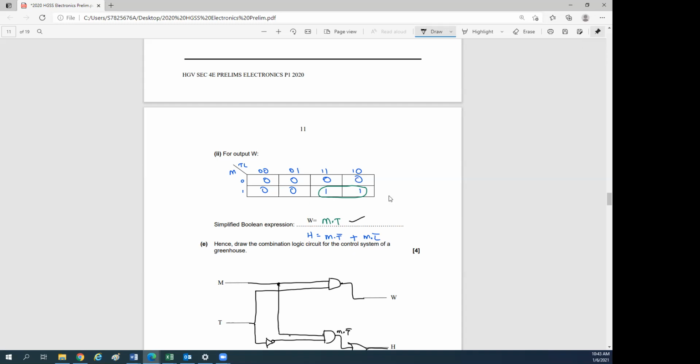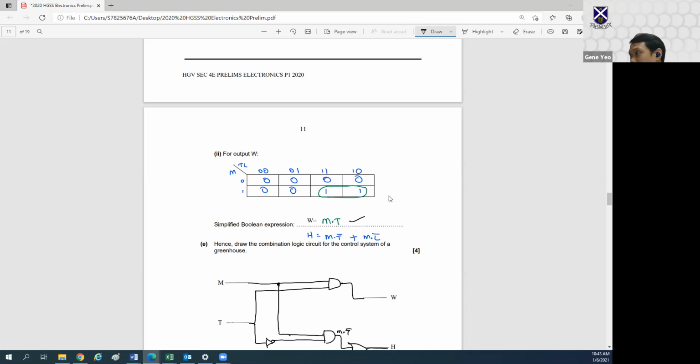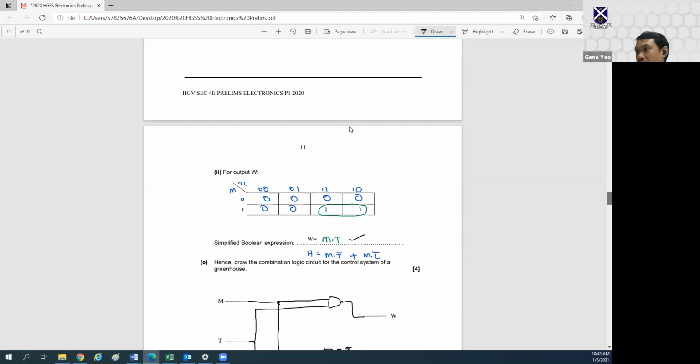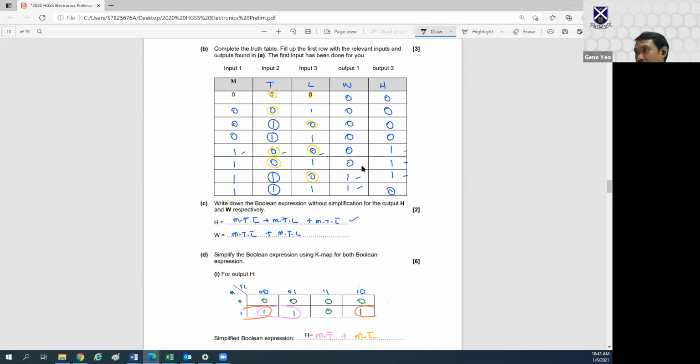No. You don't know. Okay, so one more time, I jump back. I'm looking at W. W is over here. Now for W, the output that is 1 is only this and this. The rest are all zeros.